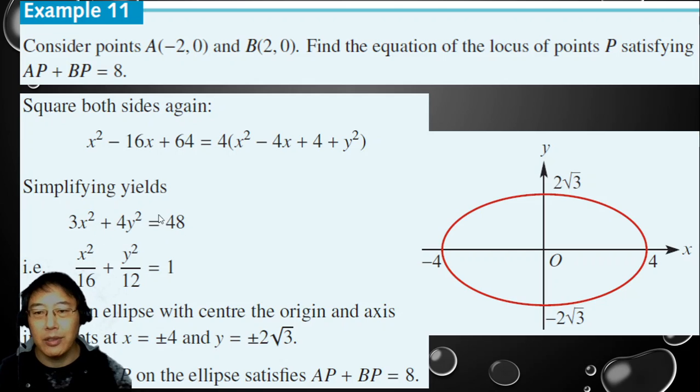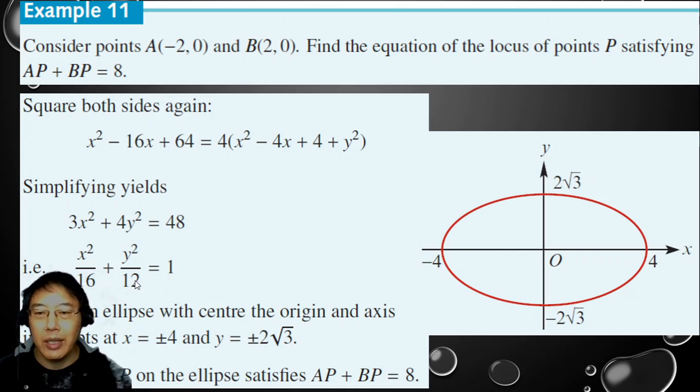That simplifies to that. We like it for an ellipse to make it equal to 1, so we divide by 48. You get those two fractions. 16 is a perfect square, so that's 4 squared. That's linked to an x, so that will give you on the graph a -4 and a 4. That will be your x-intercepts.